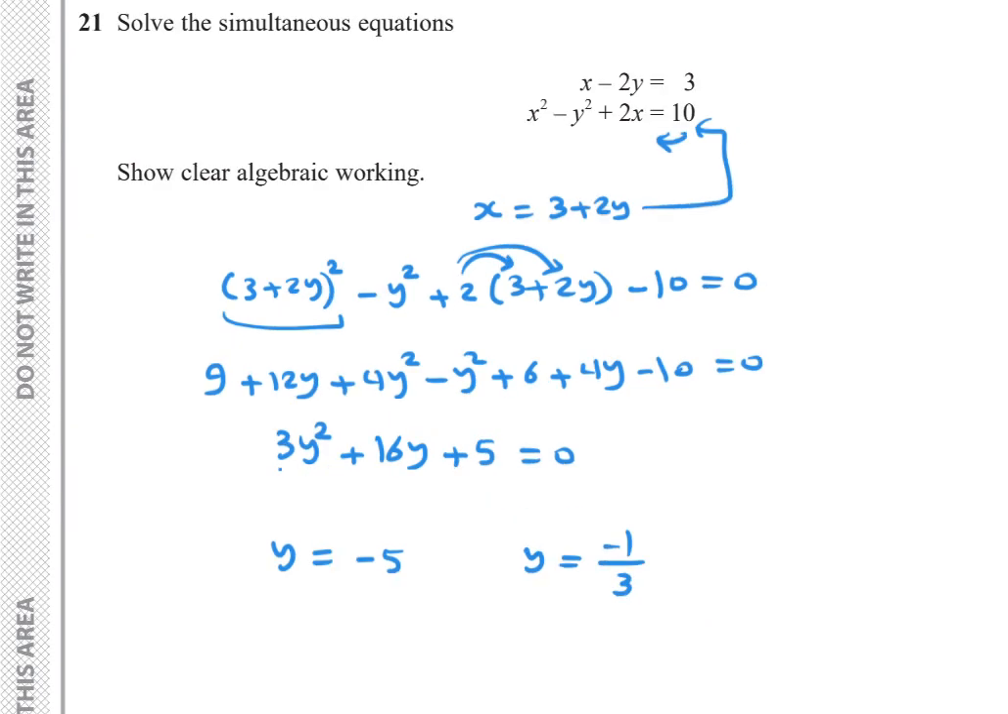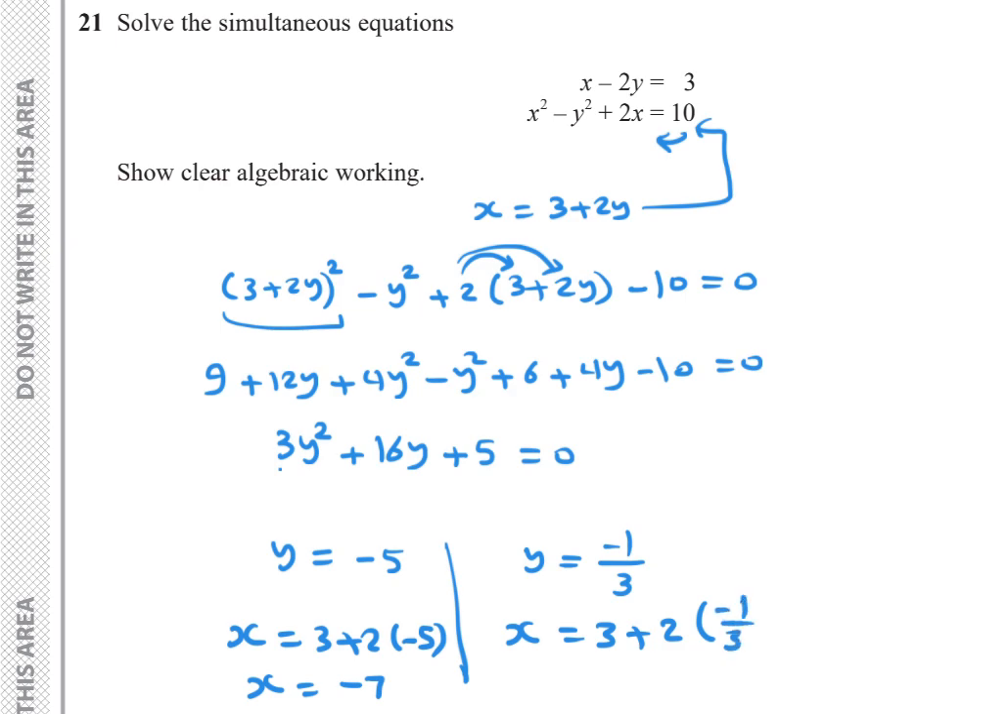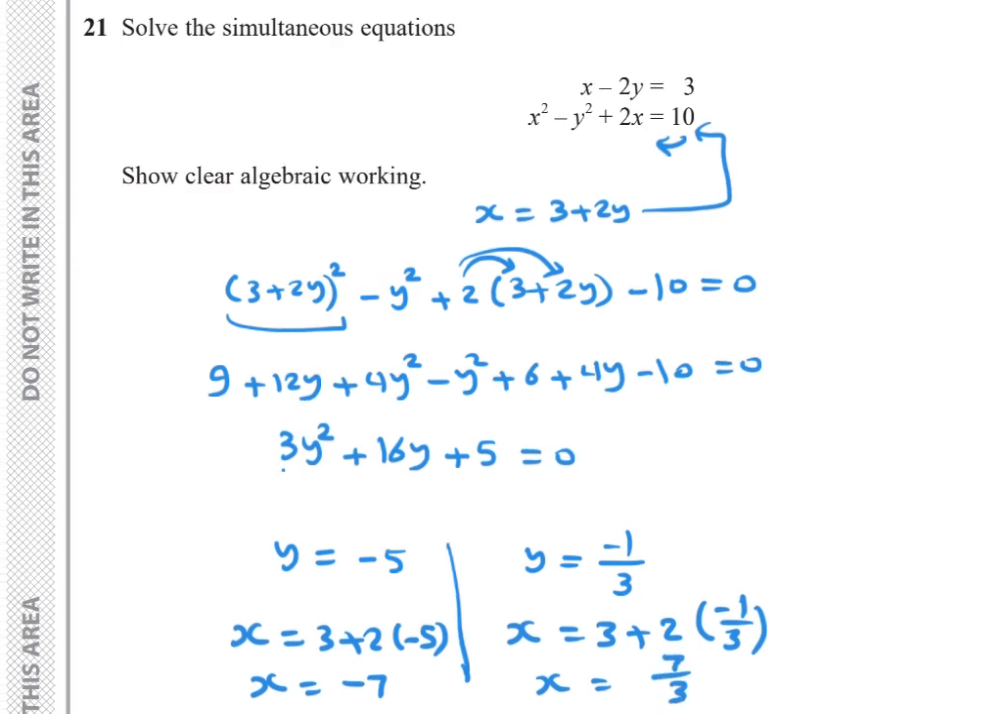And you can find x for each value for y by substitution. So x equals 3 plus 2y. So now x equals 3 plus 2 times negative 5. So negative 10 plus 3, so negative 7. So x equals negative 7. And if y equals negative 1 over 3, x equals 3 plus 2 into negative 1 over 3 equals 7 over 3.